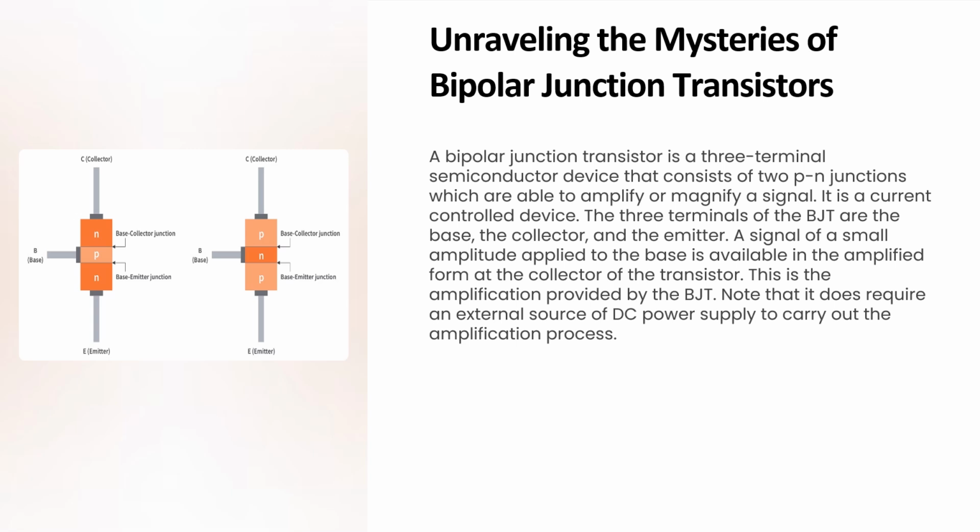A signal of small amplitude applied to the base is available in amplified form at the collector of the transistor. This is the amplification provided by the BJT. It does require an external DC power supply to carry out the amplification process.